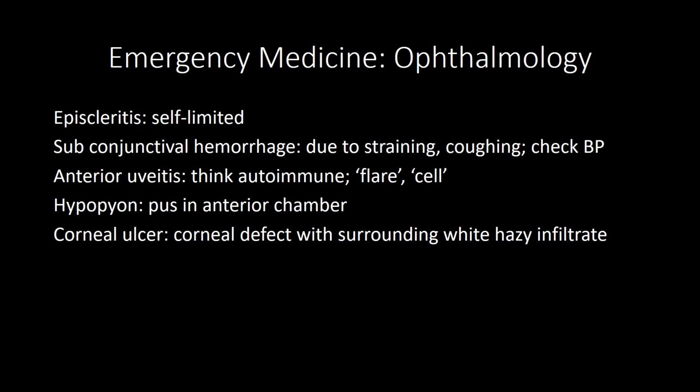Hypopyon is pus in the anterior chamber, which is accumulation of layered white blood cells seen in anterior uveitis and corneal ulcers. Corneal ulcers are a serious corneal infection associated with trauma or prolonged contact lens wear. The patient has pain, photophobia, excessive tears, foreign body sensation. The exam will show a corneal defect with surrounding white hazy infiltrates, and this is a true ocular emergency and can lead to blindness if not treated promptly. You want to consult ophtho, and the patient needs an eye culture and should be started on topical quinolone drops.